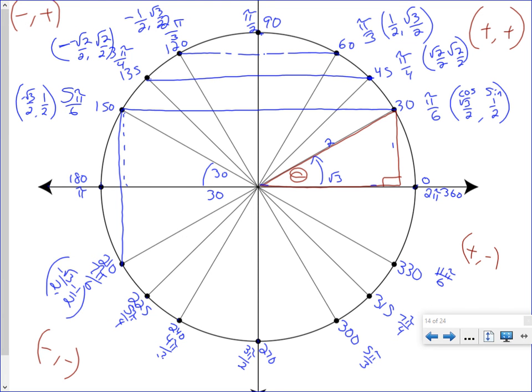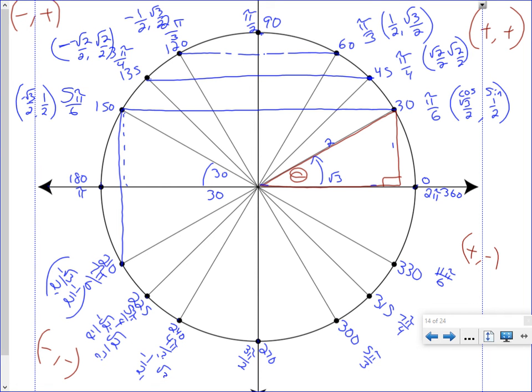What do you think the next one's going to be? Yeah, negative root 2 over 2, negative root 2 over 2. And then the next ones will be negative 1/2, and then negative root 3 over 2.